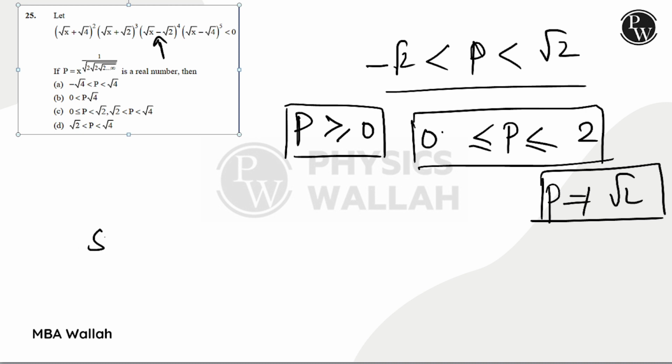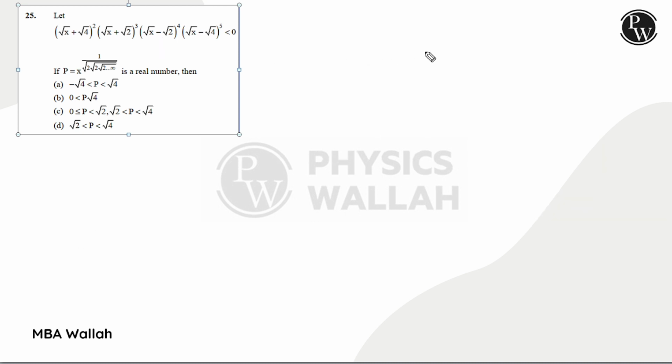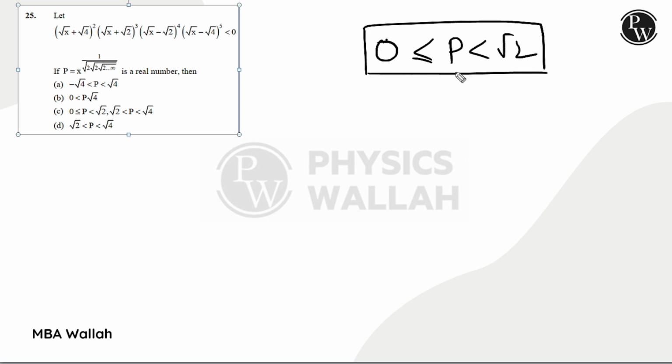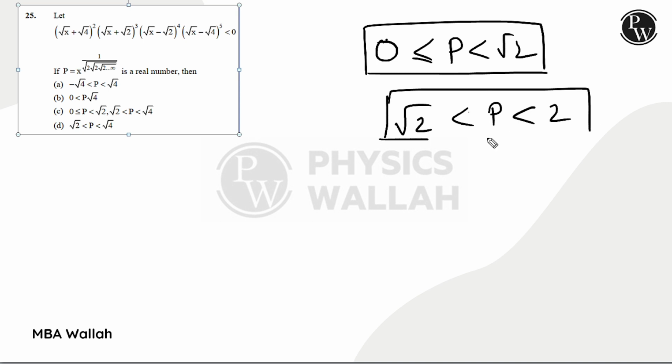So finally I will erase everything. So finally what I can write is p will be less than root over 2 and greater than or equal to 0. This is a condition, and the other condition that will hold will be p will lie from root over 2 to 2. Now we just need to check in which expression this falls in. So the answer to this question will be option number C. Option number C is going to be the answer.